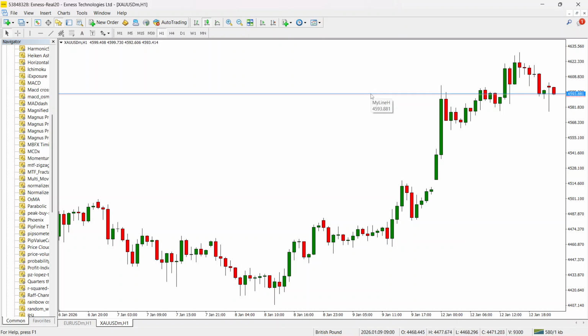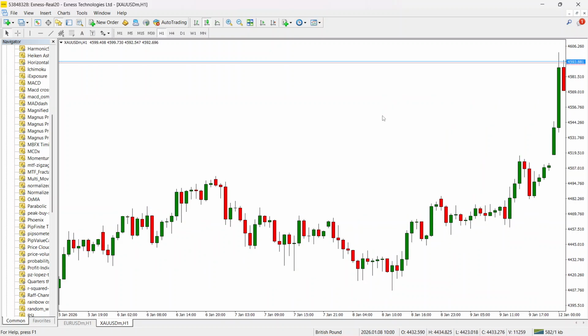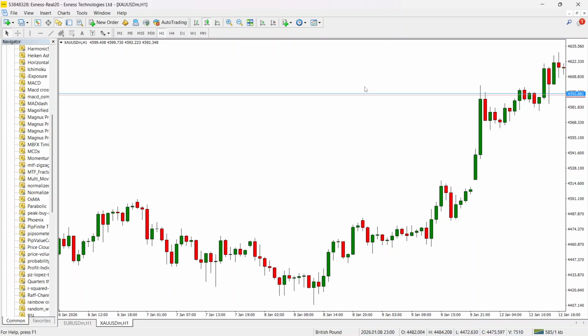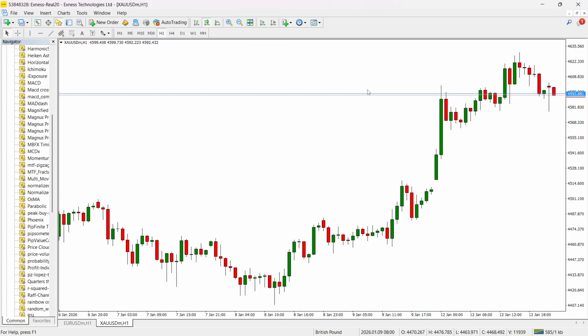These horizontal lines serve multiple purposes, including marking historical support and resistance areas where price has repeatedly reacted, as I mentioned earlier, identifying psychological round number levels, and highlighting key breakout or breakdown zones. The tool simplifies the process of adding these critical reference points to charts, ensuring traders can maintain clean, organized visual analysis without cluttering the workspace with excessive manual drawings.